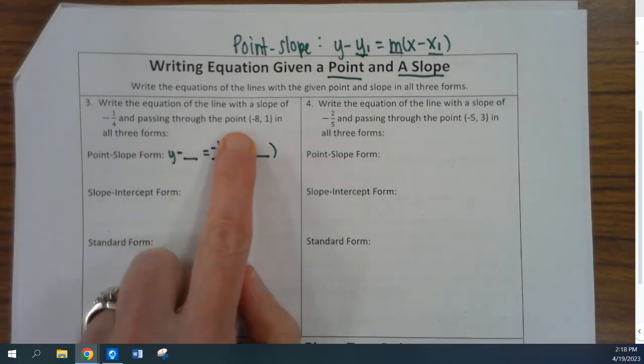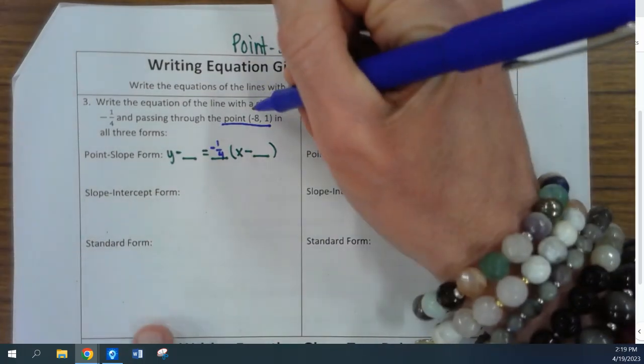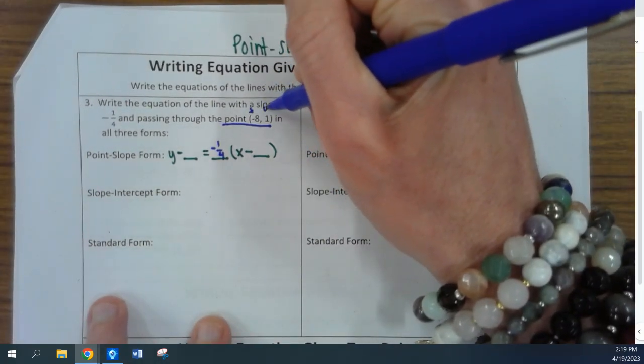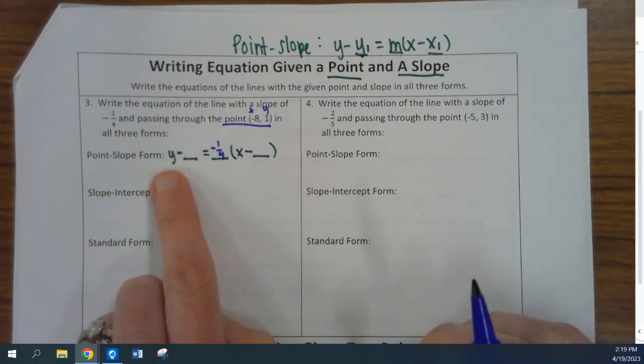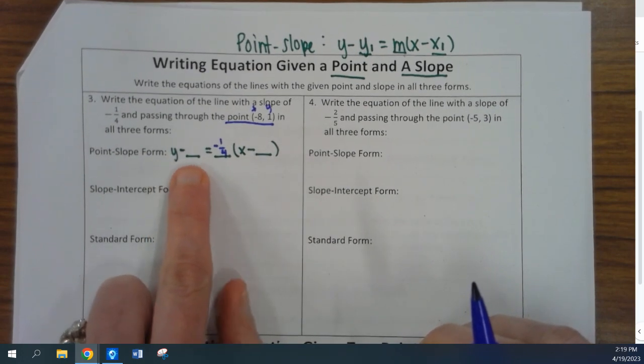And then it passes through the point, -8, 1. So remember, every ordered pair is x then y. And this formula is trying to help me out here. It's saying I want my value for y here because I want to go y minus some number.